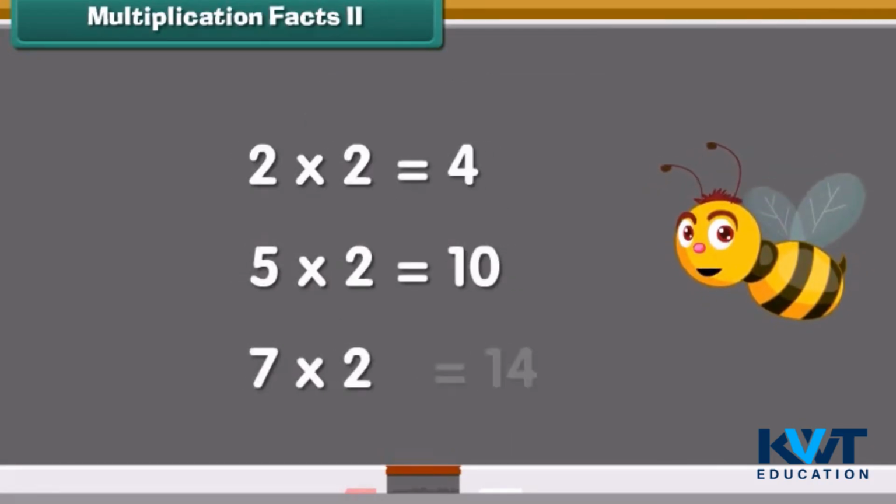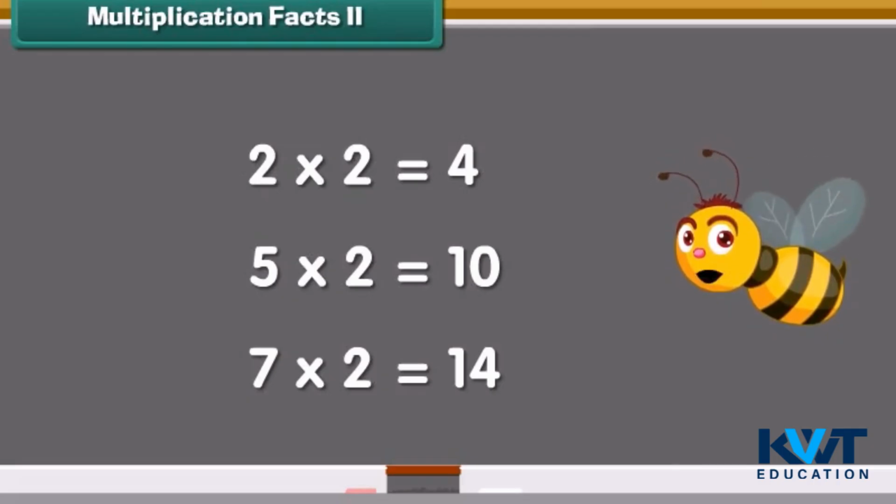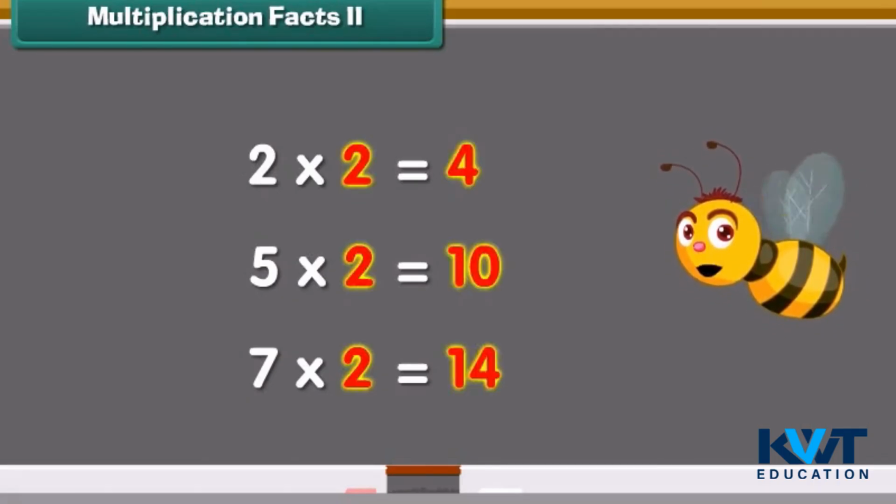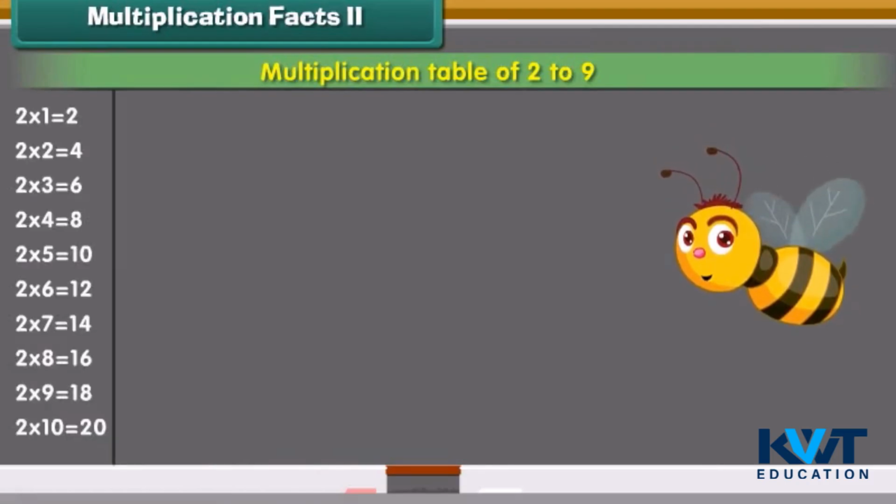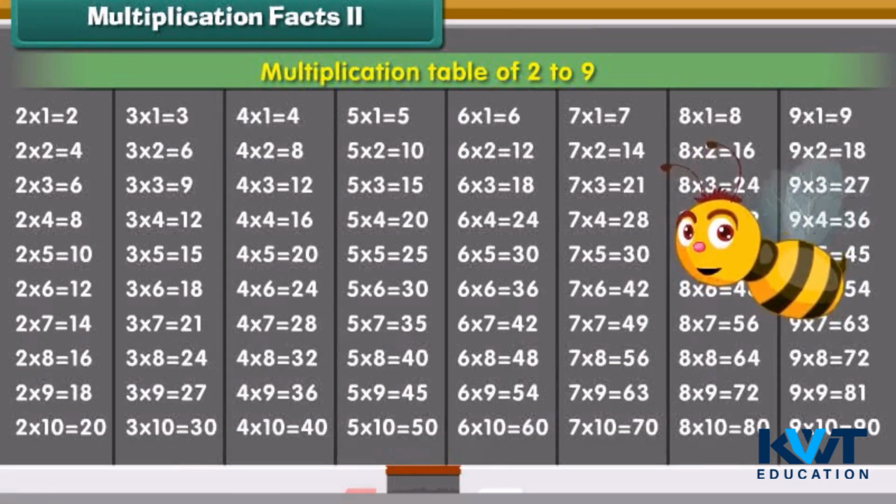The multiplication tables are based on the multiplication facts of different numbers. The multiplication table of 2 to 9 is displayed on the screen.